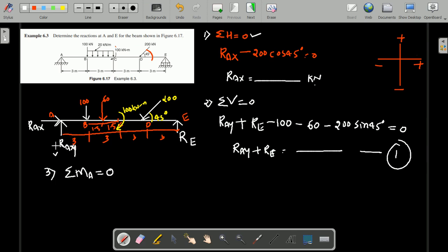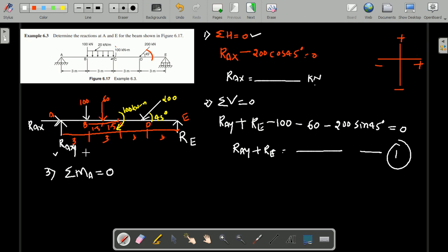How are you taking the moment of any force about point A or any point? Have you forgotten all the things? Moment is nothing but what? It is force into the perpendicular distance, right?